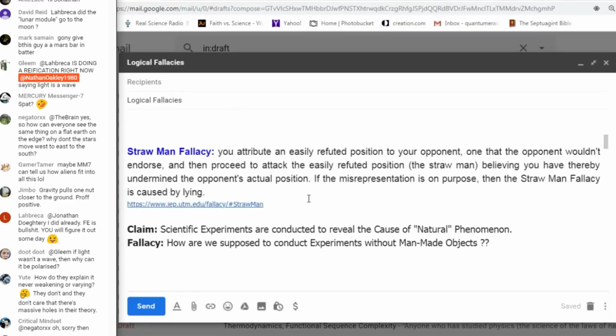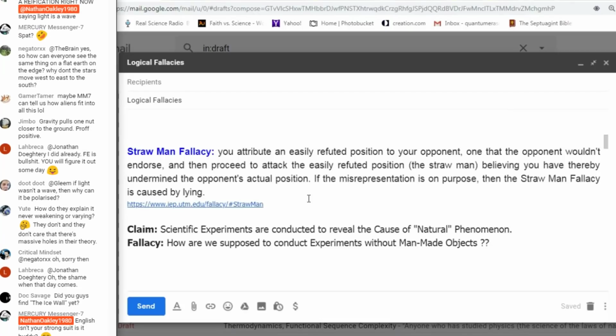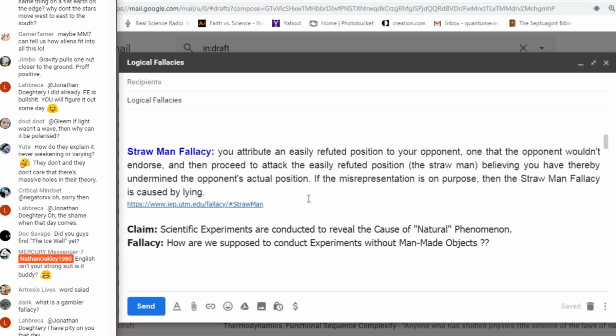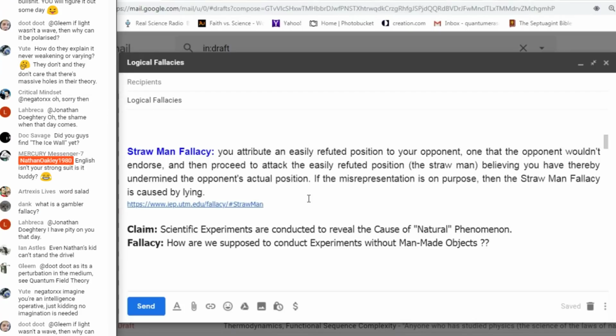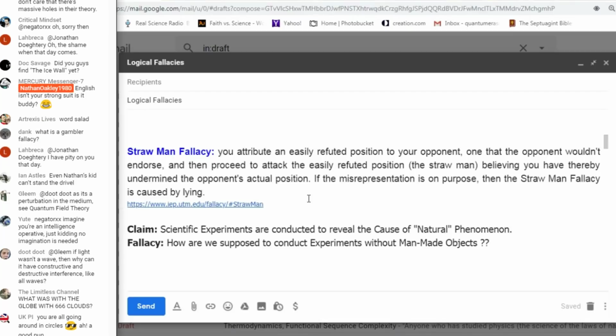All right, the straw man fallacy. This is where you attribute an easily refuted position to your opponent, one that the opponent wouldn't endorse, and then proceed to attack that easily refuted position, i.e. the straw man, believing you have thereby undermined the opponent's actual position. If this misrepresentation is on purpose, then the straw man fallacy boils down to and is caused by lying.